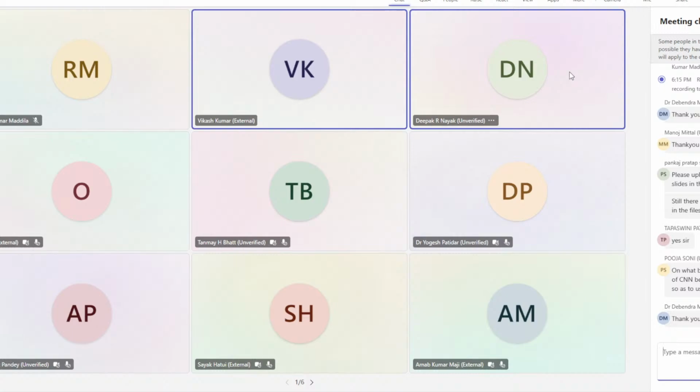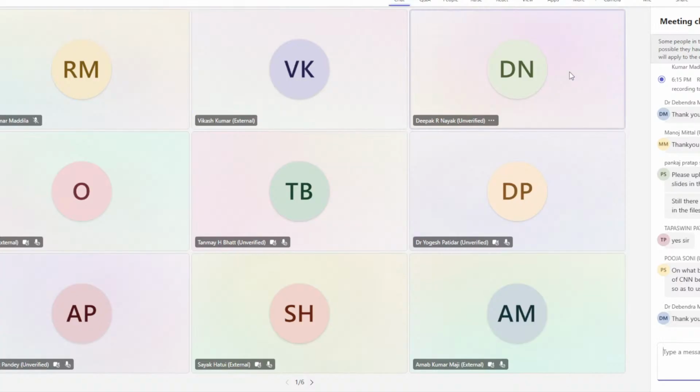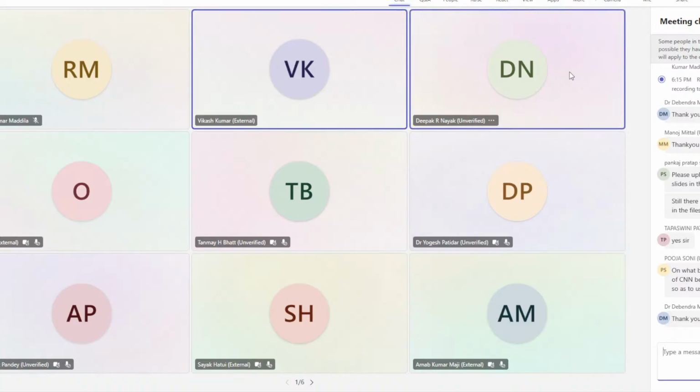From this one, the query is: on what basis can the complexity of CNN be compared with ViT so as to use them together? Yes, can you please repeat? Basically, she wants to ask on what basis we will be able to compare the complexity of CNN with ViT so as to use them together. Okay, we got it.